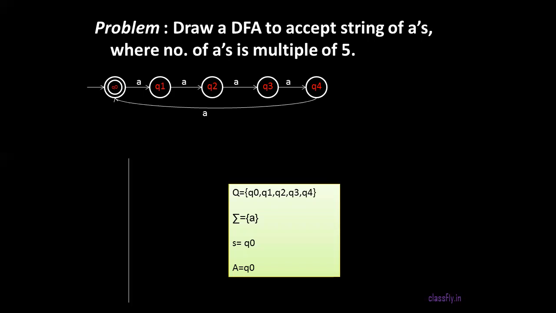Now let us see the transition of input A. Q0 is mapped to Q1 by A, Q1 is mapped to Q2 by A, Q2 is mapped to Q3 by A, Q3 is mapped to Q4 by A, Q4 is mapped to Q0 by A. So as the problem states, 1, 2, 3, 4 and 5. It starts here and stops here, satisfying the problem statement. This is our solution for the problem.